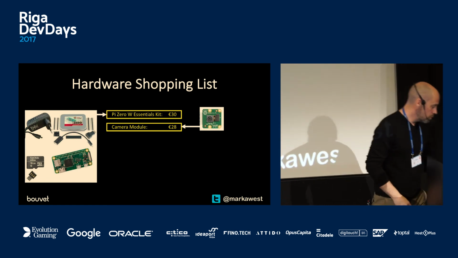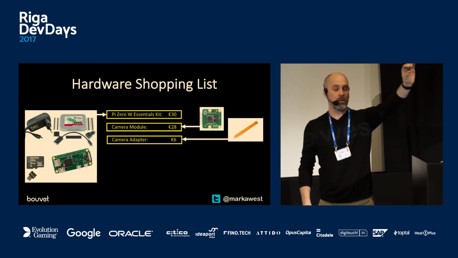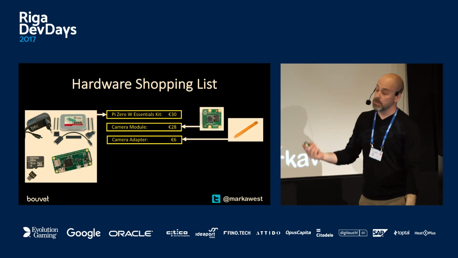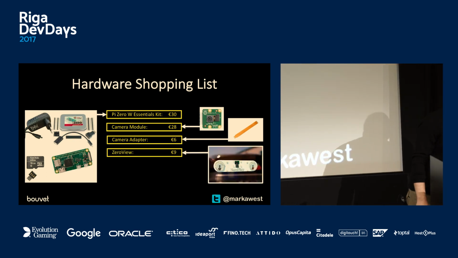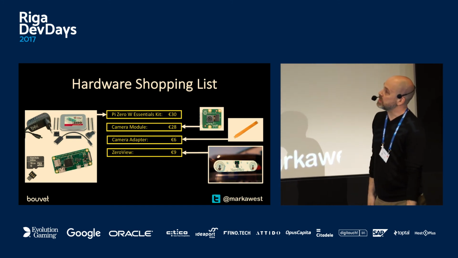The camera module, which is a Raspberry Pi camera module, is one of these. This is a standard camera module. That sent me back €28. And an adapter, because a Raspberry Pi Zero isn't standard, doesn't have standard size ports, I had to buy a special camera adapter, which cost me €6.